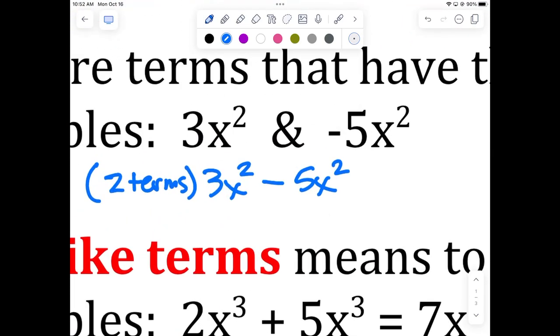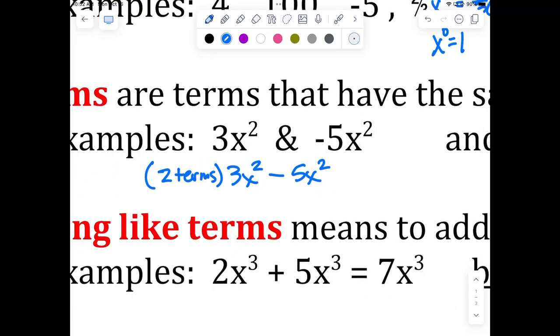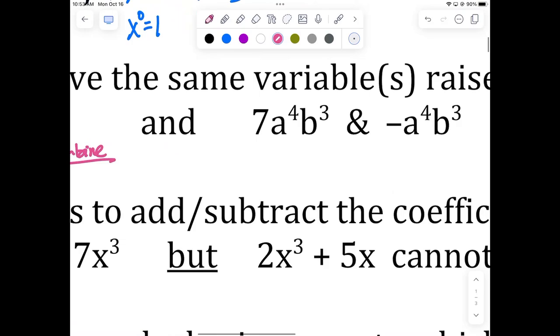How many factors does the first term have? It has 2, right? The 3 and the x squared. The second term has how many factors? 2. The -5 and the x squared. Got it. Now, why are like terms important? Because we can actually combine like terms. What would 3 of those minus 5 of those be? -2 of those, and those are x squareds.